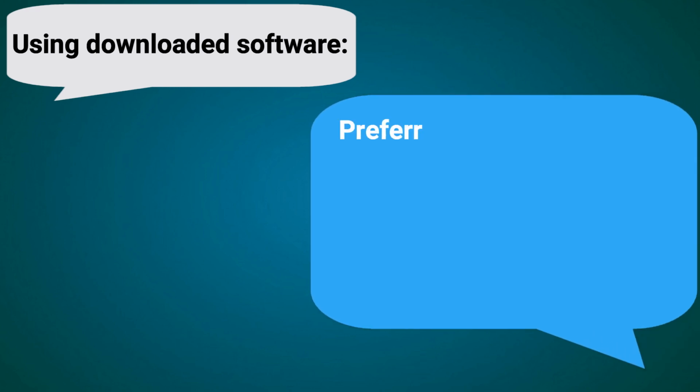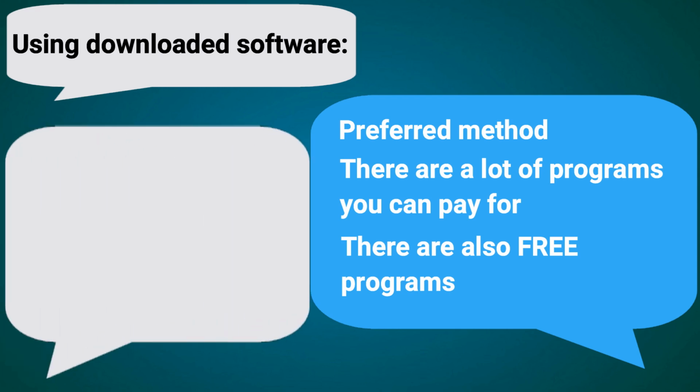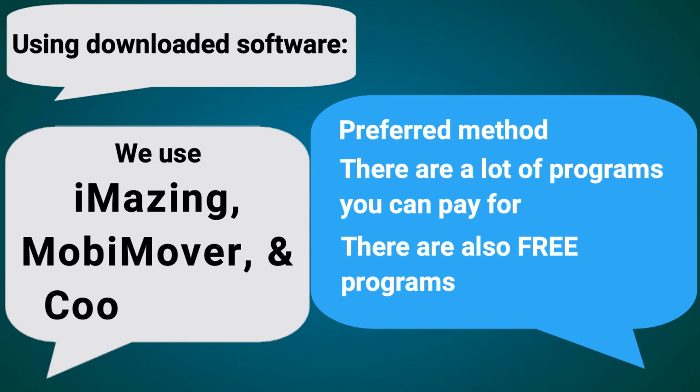Our preferred method is to use downloaded software. There are so many programs, applications, and software whose sole purpose is to download text messages from your phone. There are programs that you can pay for, but there are also free programs. At our office, we like to use iMazing, MobiMover, and Coolmuster.